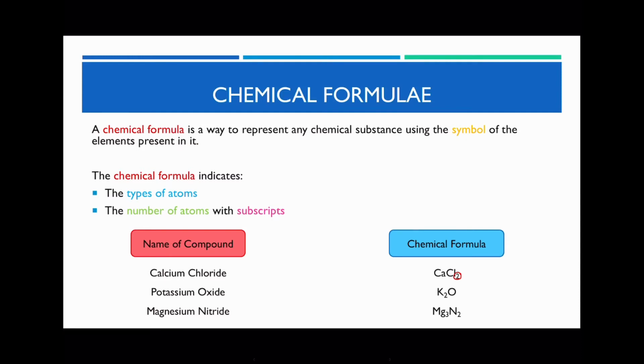The reason why we use chemical formulae is because they condense this lengthy word into just a few letters and a few numbers. That's the reason why we use chemical formulae as opposed to writing the names every single time, because it's just going to become too lengthy.